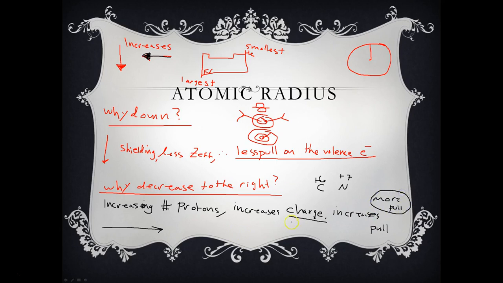That makes sense, right? As you have more pull on those electrons, it's going to hold them tighter. It's going to kind of watch after them like the nucleus is a mother and those electrons are babies. It's going to hold on to those babies a little tighter as you have more protons. Okay, atomic radius, very cool.